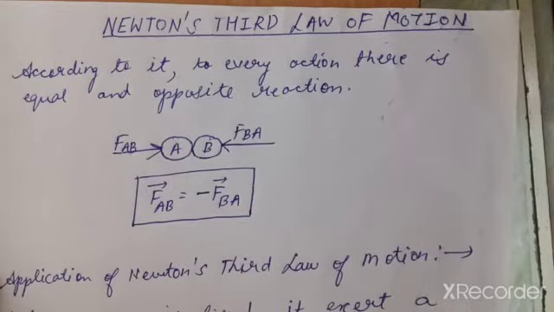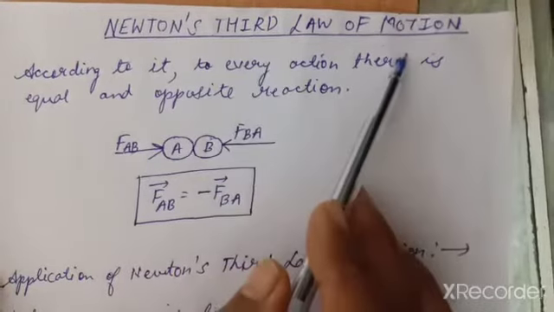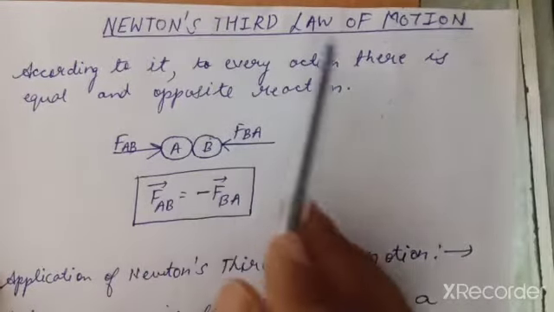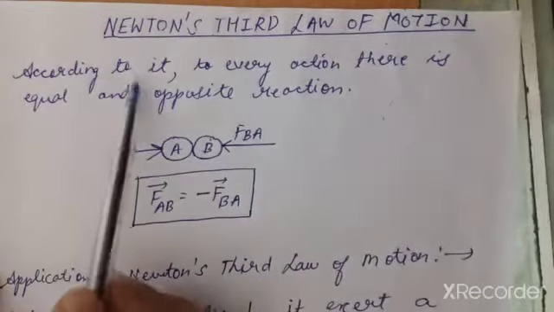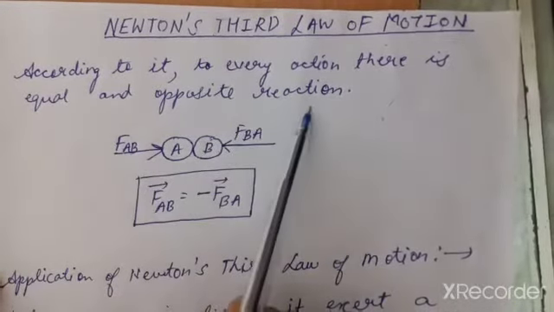What was the statement of Newton's second law? The force applied is directly proportional to the rate of change of momentum. Today, we are discussing Newton's third law of motion. Now, what is the statement of Newton's third law of motion? According to it, to every action there is equal and opposite reaction.